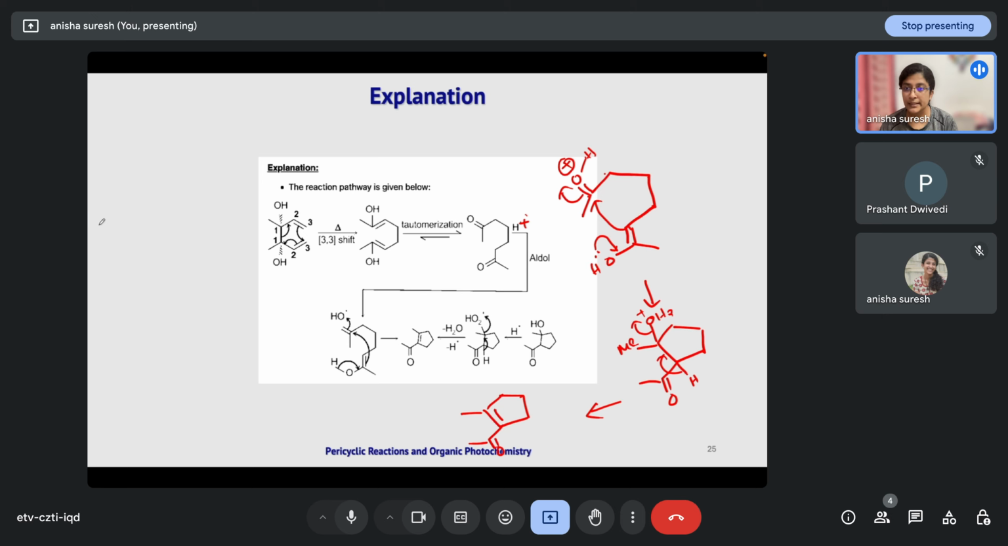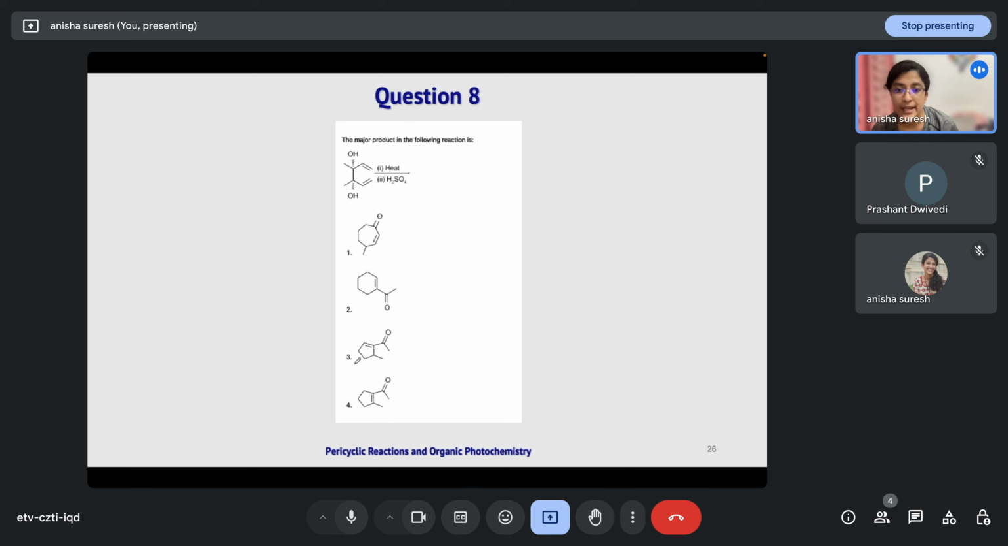So first a 3,3 sigmatropic reaction followed by aldol condensation reaction. So this is a two-step reaction and the final product will be 4. Is it clear?